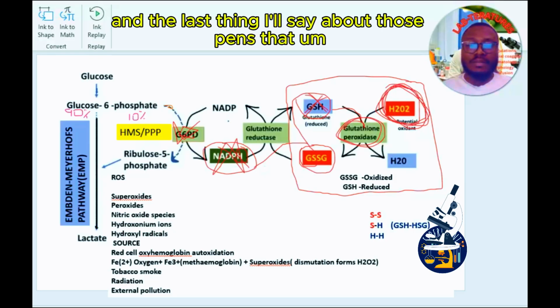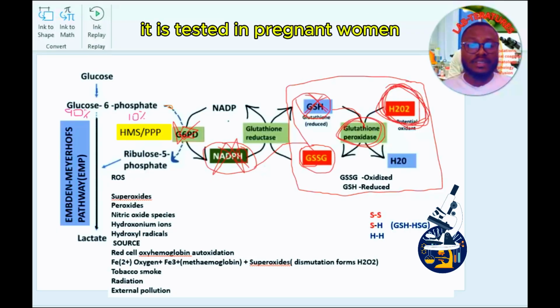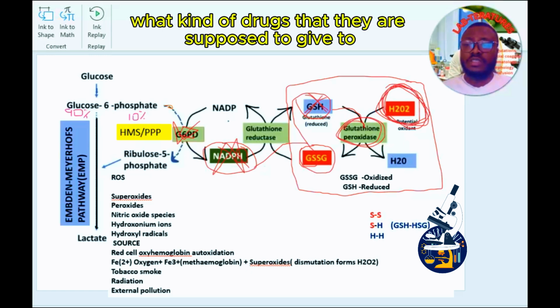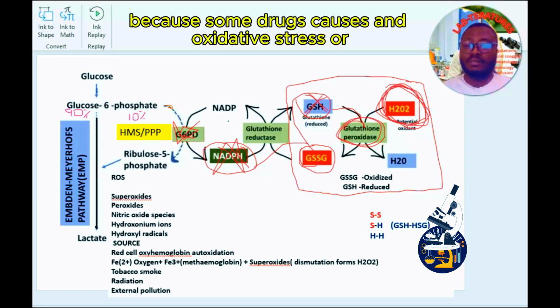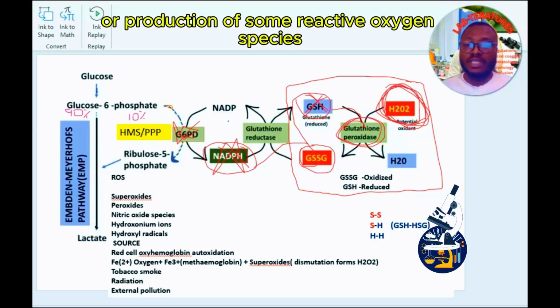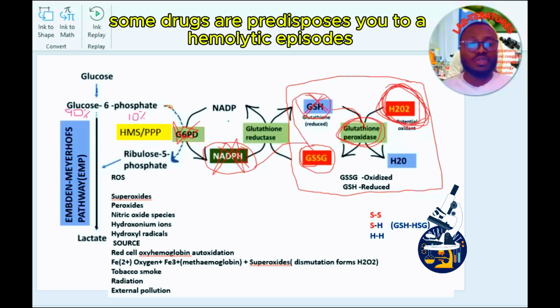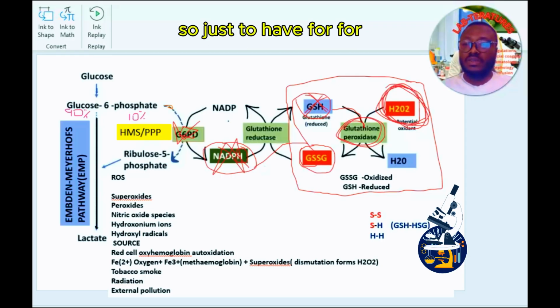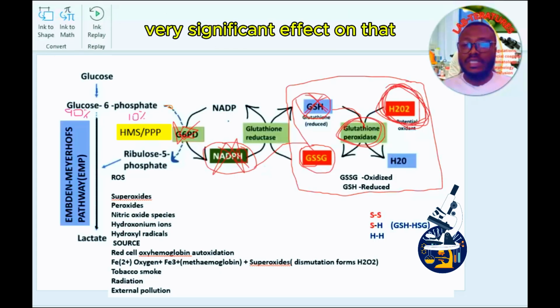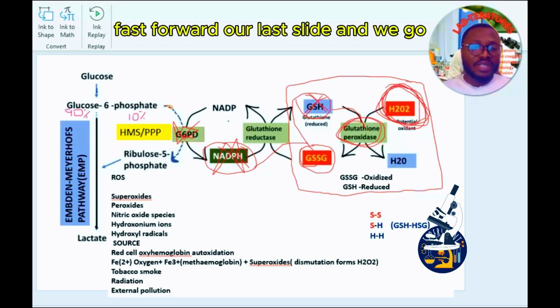And the last thing I'll say about G6PD is that it is tested in pregnant women. It also gives them an idea what kind of drugs they are supposed to give to the pregnant woman or whoever is being tested, because some drugs cause oxidative stress or stress on your blood cells or production of some reactive oxygen species. Some drugs predispose you to hemolytic episodes. For instance, sulfur-containing drugs have a very significant effect on that.